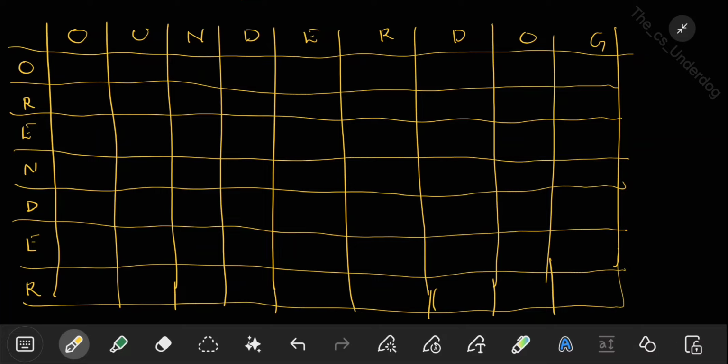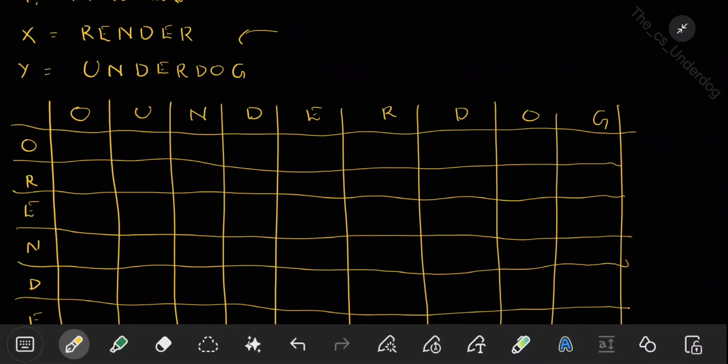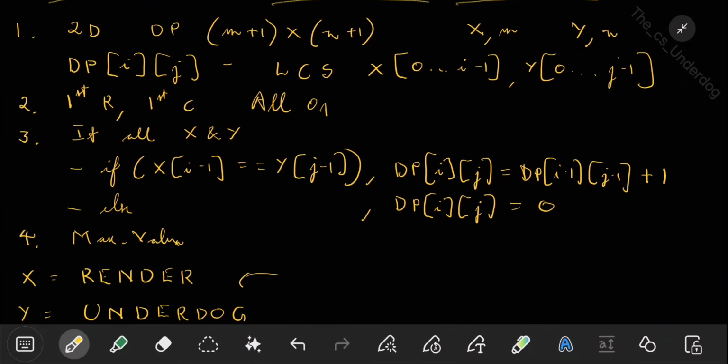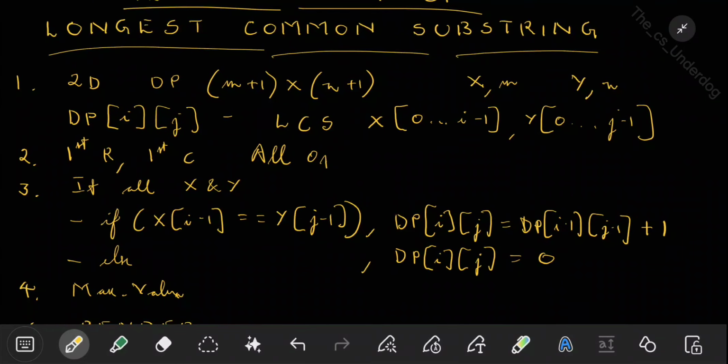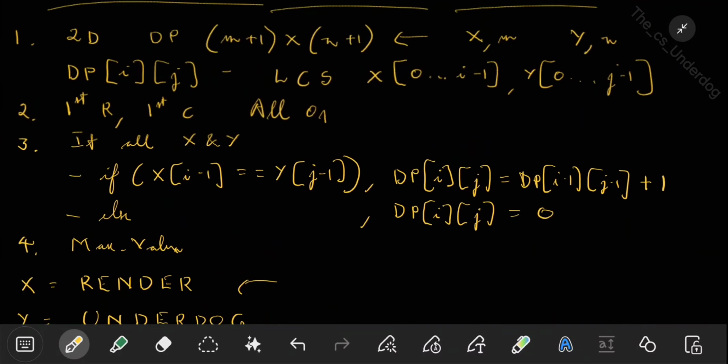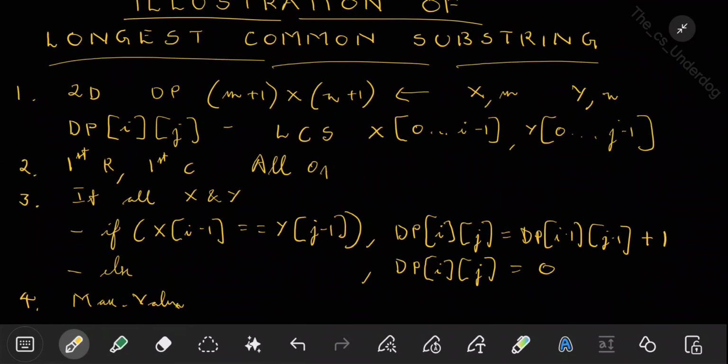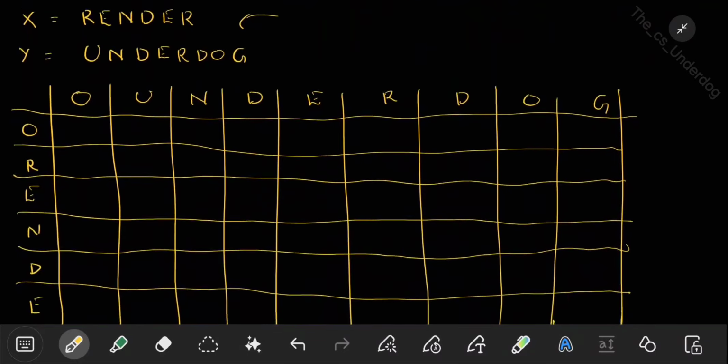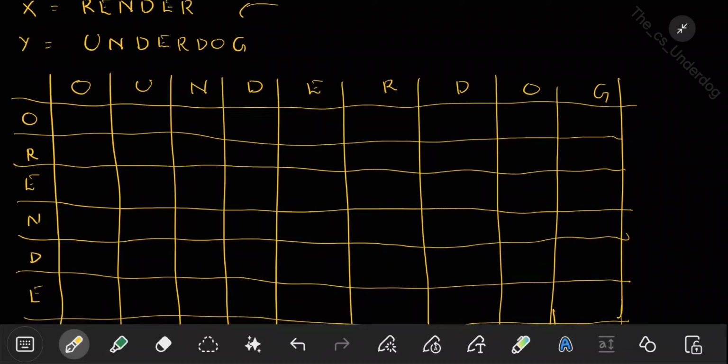In the table, what is the first entry? First thing, we'll just follow the algorithm as it is. That's easier. So first thing is to have a 2D table which is of size m plus 1 cross n plus 1. You already have that. This is your DP table. What is the next step? The next step is to make the first row and first column all zeros. How will you make the first row and first column all zeros? Your first row will have all zeros.